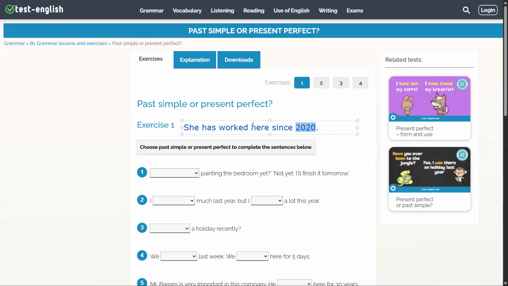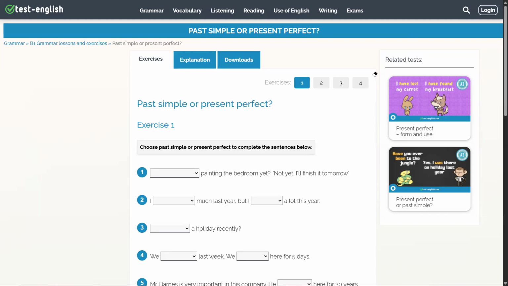Why? Because we are expressing an action in the past and this action continues until now. Like she has worked here since 2020. That means that now she is still working here. Que esta persona sigue y aún está trabajando aquí. So this is the only exception we have in present perfect because we are not referring to an action that ended in the past. No estamos hablando de una acción que ha terminado en el pasado. We are talking only about an action that happened in the past and continues until the present. Nothing else. Okay? So let's review this one.